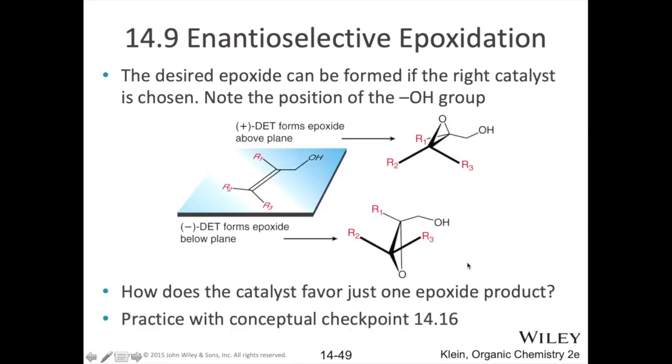So again, depending on the enantiomer of DET you select, it pairs up or coordinates to that titanium in a particular orientation, and that then causes the oxygen to add on to our alkene accordingly, in one direction versus another.